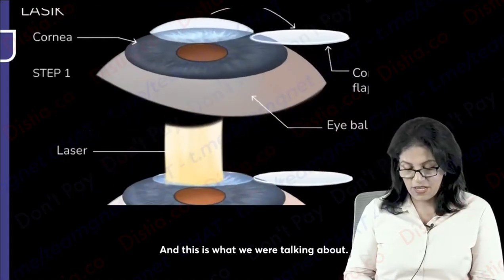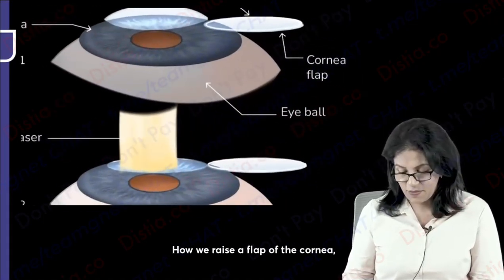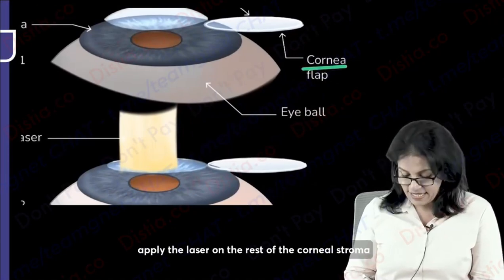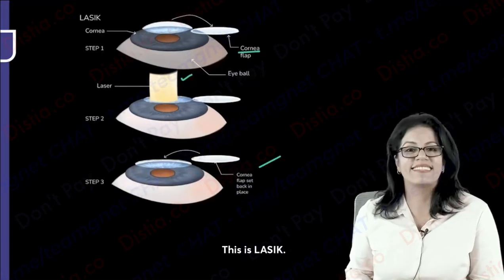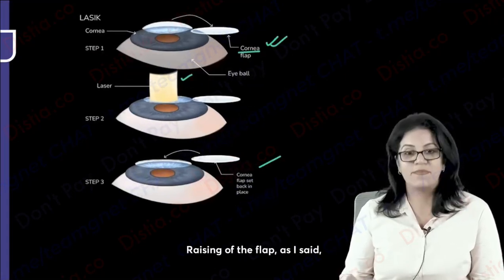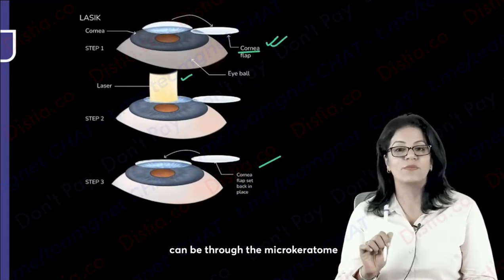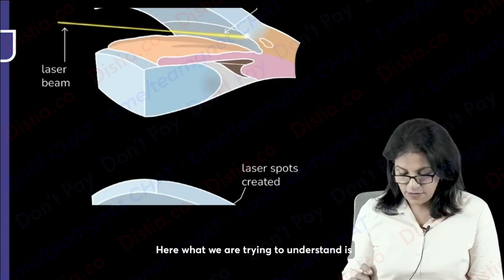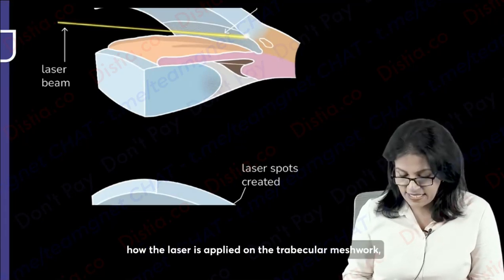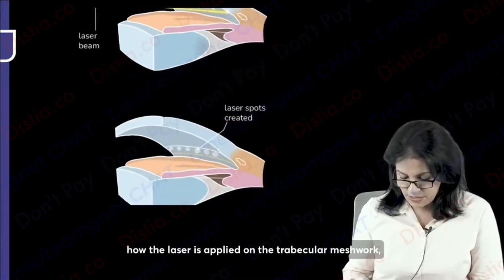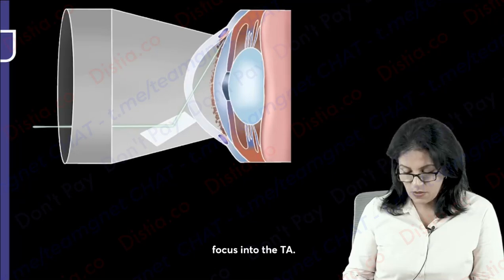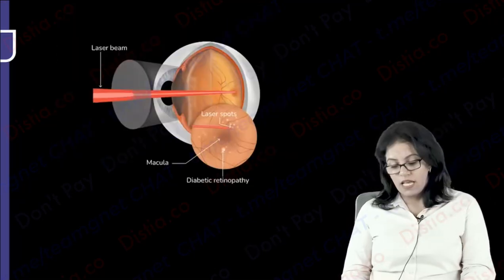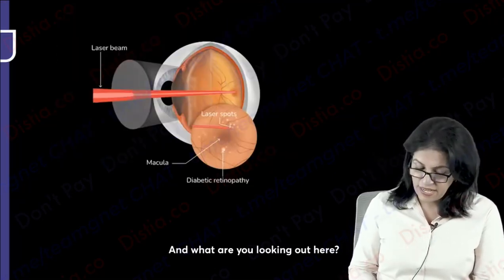And this is what we were talking about: how we raise a flap of the cornea, apply the laser on the rest of the corneal stroma, and then put the flap back. This is LASIK. Raising of the flap, as I said, can be through microkeratome or through the femtolaser. Here we are trying to understand how the laser is applied on the trabecular meshwork. These are the laser spots on the TM, focused through the lens.